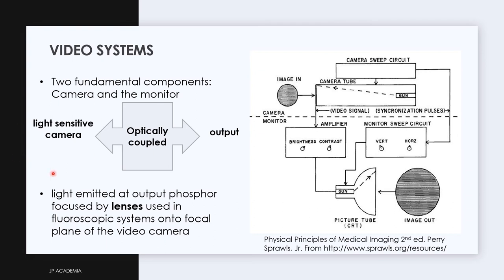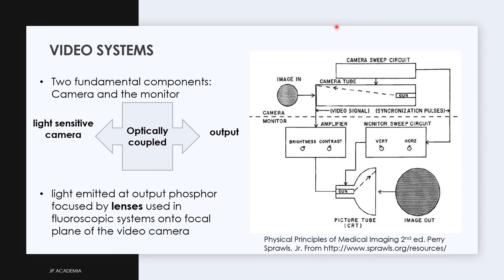Light-sensitive camera screens of the II, such as an analog Vidicon or solid-state CCD or CMOS system, are used to relay output images to the video monitor. Fluoroscopy systems generally use either Vidicon or Plumbicon tubes.